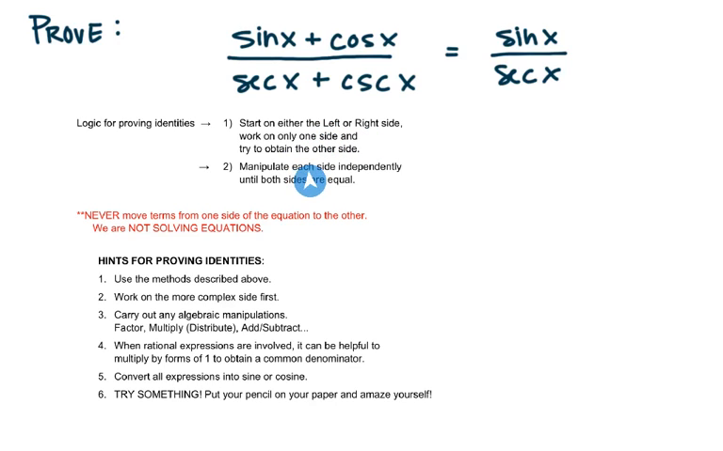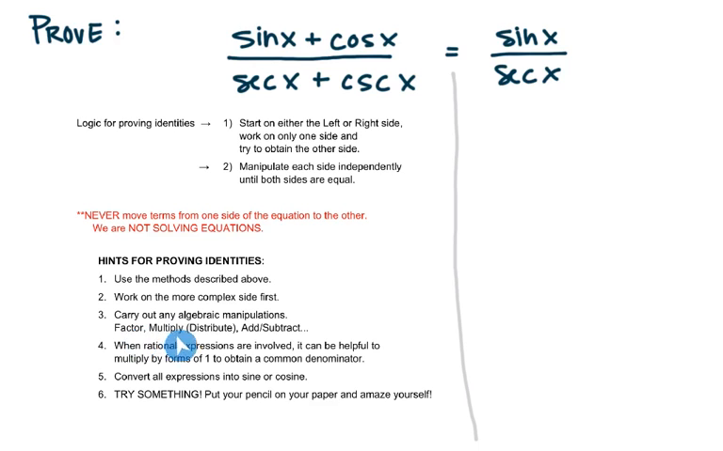It is possible to manipulate on each side, but we want to make sure that we are never crossing our invisible wall. Right? So never move terms from one side of the equation to the other. That's something we do when we're solving, and we're not solving here, we are proving. Our hints would be to work on the more complex side first. Clearly, I think the left is harder to deal with.